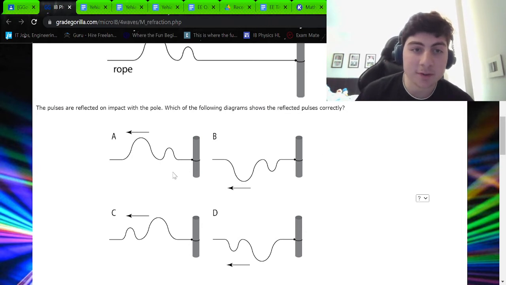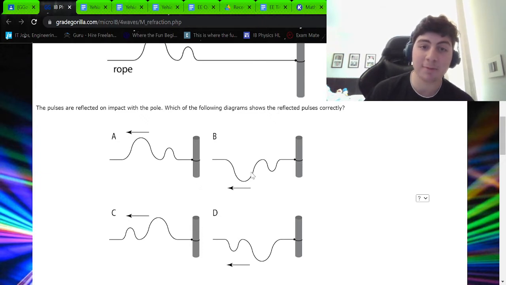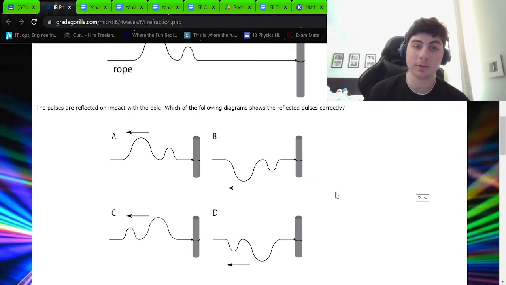So if it's strong, then it's probably going to reflect it downwards. But this is going to speed up faster than it. So I'm going to guess B.